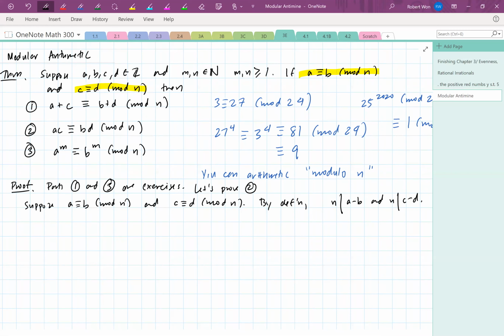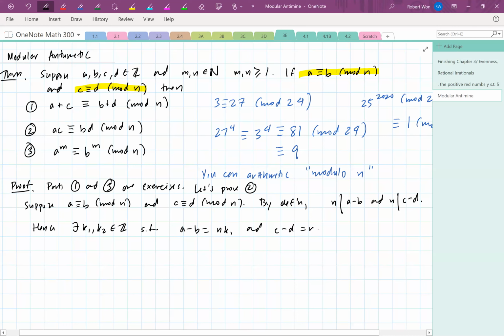Now what do I do? Well, to say that n divides A minus B means that A minus B is a multiple of n. So hence, there exist integers, let's call them k1 and k2, such that A minus B is equal to n times k1, and C minus D is equal to n times k2. That's what it means to say that n divides those two numbers. What am I trying to show? My goal is to show that n divides AC minus BD, right? So my goal is to find an integer k3 such that AC minus BD is equal to n times k3. This is what I'm after.